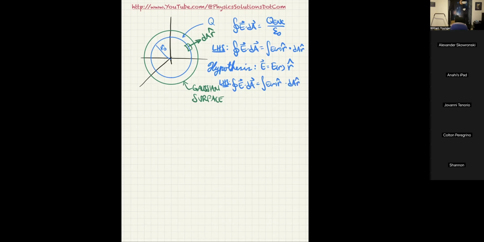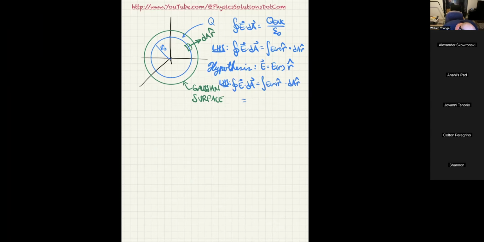Now, because we're on the surface of the sphere and the Gaussian surface has a radius r, let me draw that in green just to make sure everybody understands it. So the Gaussian surface is a sphere of radius r, and because we're doing a surface integral, the E has to be evaluated on the surface of that sphere, and that surface has a radius of r.